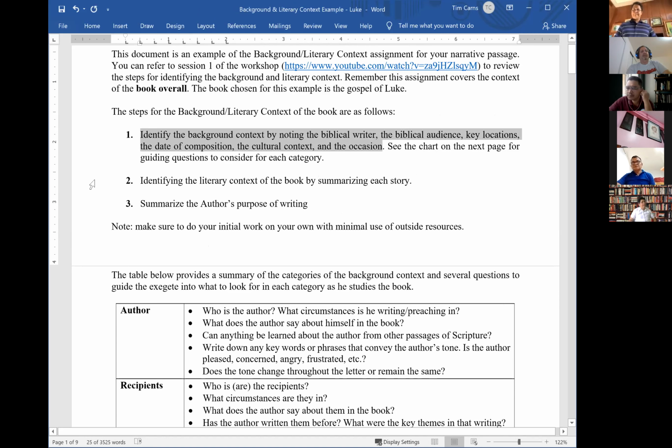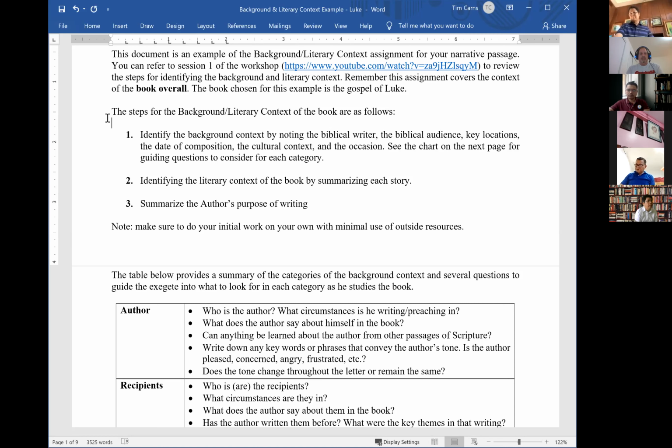The second step is then to identify the literary context of the book. Now, this is a little different. The background context is sort of the setting of the book. The literary context is what was actually written in the book. And so it's piecing together each of the sections of the book. For Jonah, for example, the literary context, you'd have chapter 1 was one particular story, chapter 2 was another, chapter 3, and then chapter 4. And so you would summarize each of those chapters: what seems to be the main thought or idea or event taking place in each. And so we want to do that for the entire book. Now, because the gospel is so big, with so many chapters, an outline would be okay for this particular step. And again, I'll show you the example from Luke for that.